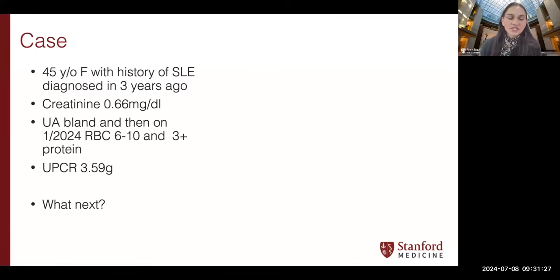And all this time, the rheumatologist is ordering blood tests and urine tests to follow her. And 3 years later, she has a creatinine level that's normal. But when we look at her urine, she has blood and she has protein in her urine. And the protein level is actually pretty high, over 3,000 milligrams. So, what do we do next?